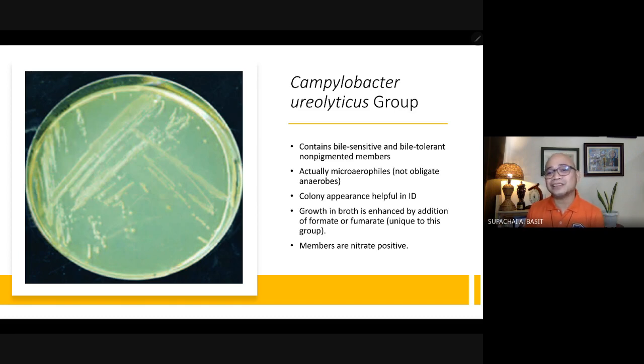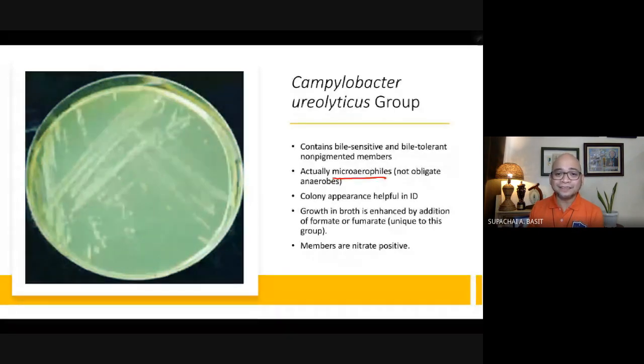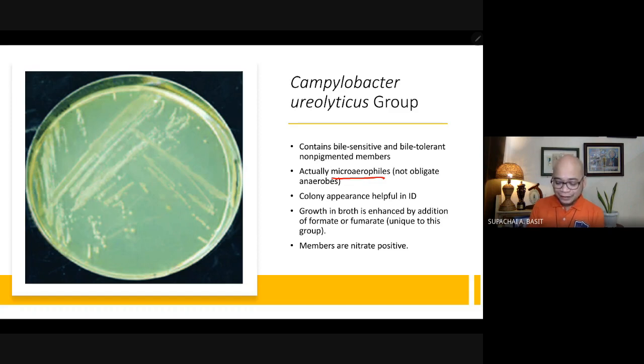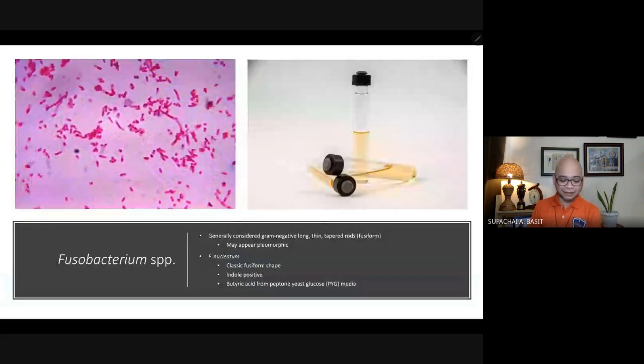So they are microaerophilic. So what does it mean? So when you say microaerophilic, it means that they will only tolerate a small amount of oxygen, but they are not obligate anaerobes. So colony appearance is helpful in identification. So they can grow in broth by adding formate or fumarate. Okay, so therefore, this particular broth is said to be an enrichment broth because you have to enrich it first with formate or fumarate. So members of the Campylobacter ureolyticus group are said to be nitrate positive.